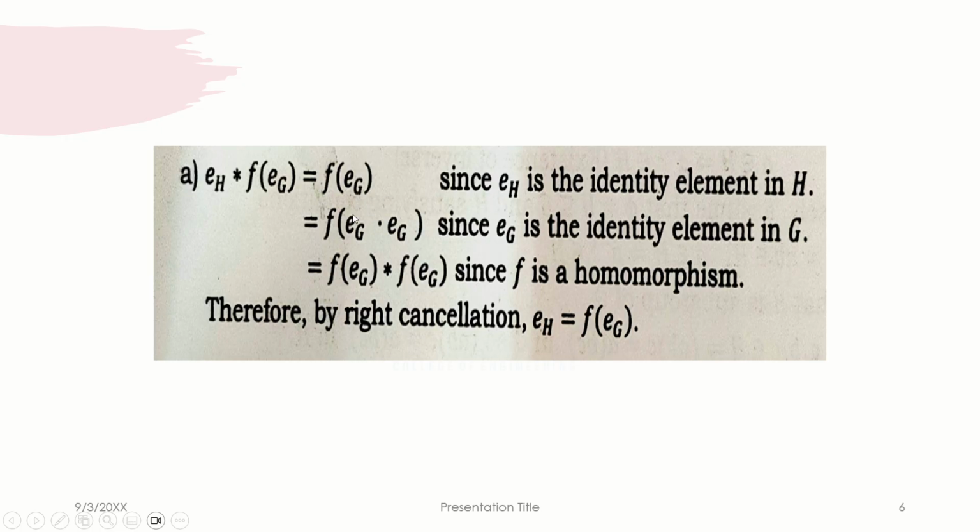Now, e_G can be written as e_G dot e_G because e_G is an element of domain and the domain is having the operation dot. Now, since f is a homomorphism, I can split it as f(e_G) star f(e_G). Now, if I cancel f(e_G) on the left side and the right side, I have the result e_H is equal to f(e_G). This is the very simple proof of the first property, that homomorphism always maps identity to identity itself.